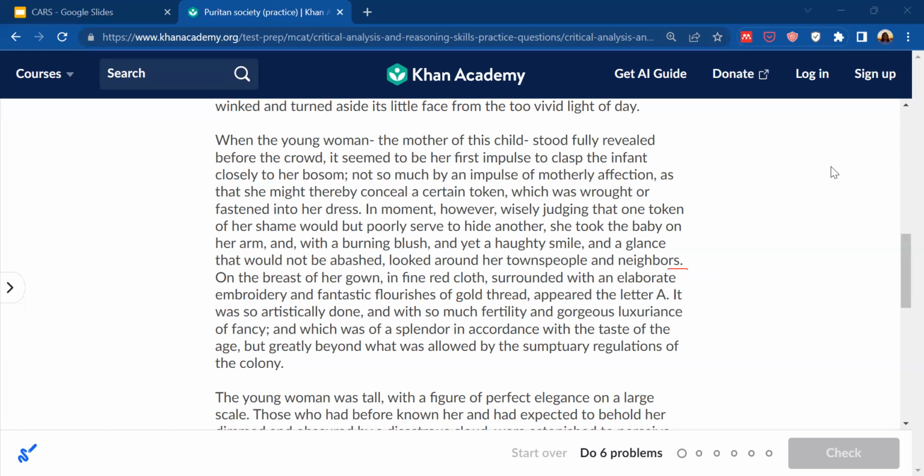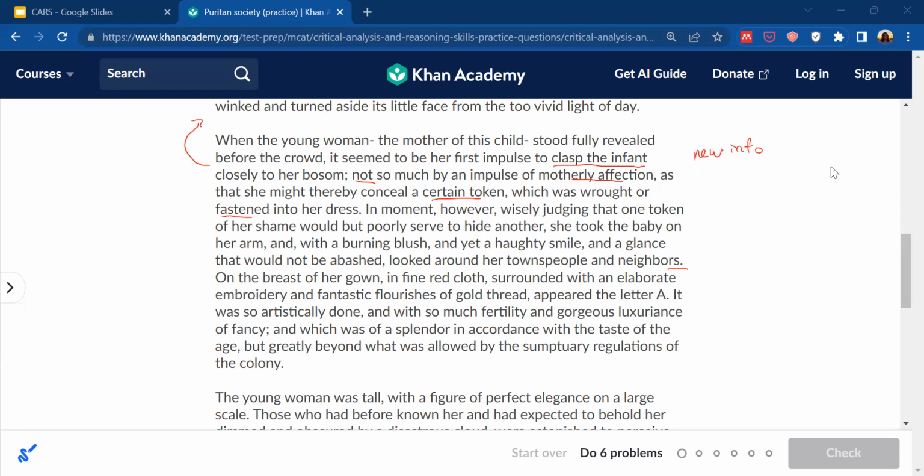She clasped the infant to her bosom, and it seems like she was doing it not because of motherly affection, but because she might be trying to cover something up that's fastened onto her dress. So she's hiding something. So this is a little bit more, and if you're thinking about it from the previous paragraph, you may say, okay, this is elaboration. But I would argue that we could put in just new info, because we never learned about this token that's stuck on her dress and why she's behaving the way she's behaving.